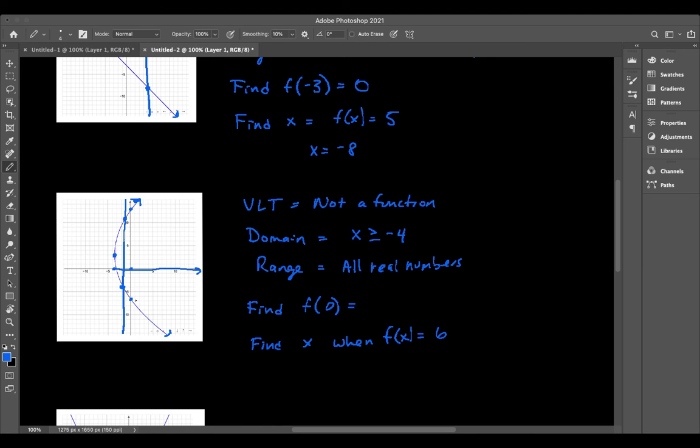I think that's -7. So again, we have 2 points again. We have 12 and we have -7. Okay, obviously because we have a function, we don't have a function here.